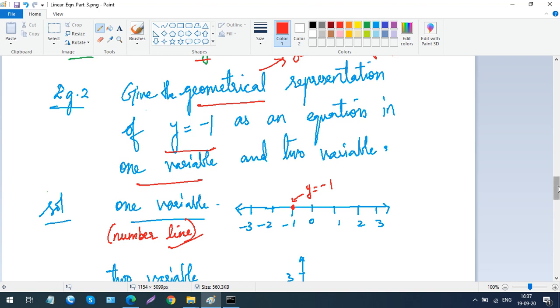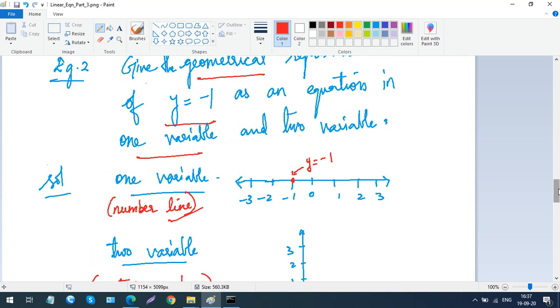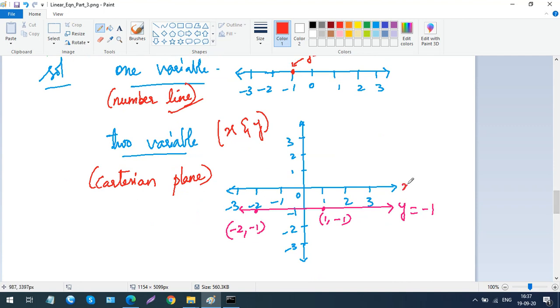All right, now come down to two variables. When they say two variables, automatically you have an x and y axis, because it's two variables, right? So you will have to draw an x-axis. This horizontal one represents the x-axis, the vertical axis represents the y-axis. This particular setup, where you have an x-axis and y-axis cutting each other perpendicularly, is also called a Cartesian plane. Understood?